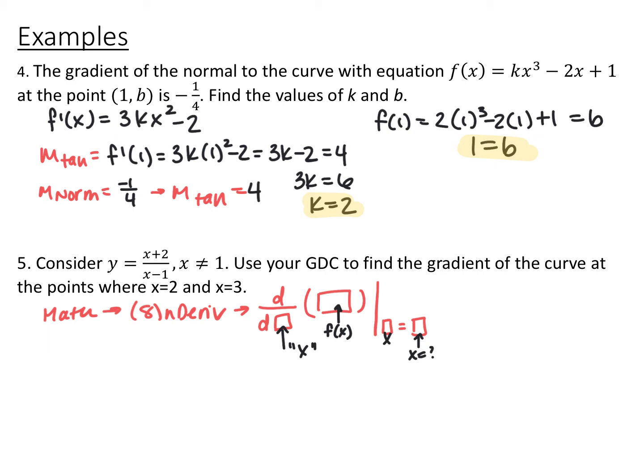Lastly, we can use our graphing calculator to find derivatives for functions that are above and beyond the power rule. And so if you go to math on your graphing calculator, number 8 is nDeriv. And if you have a newer calculator, it'll show up and look like this. So it'll have d over d with a box, and then parentheses with a box, and then a solid box equal to a not solid box.